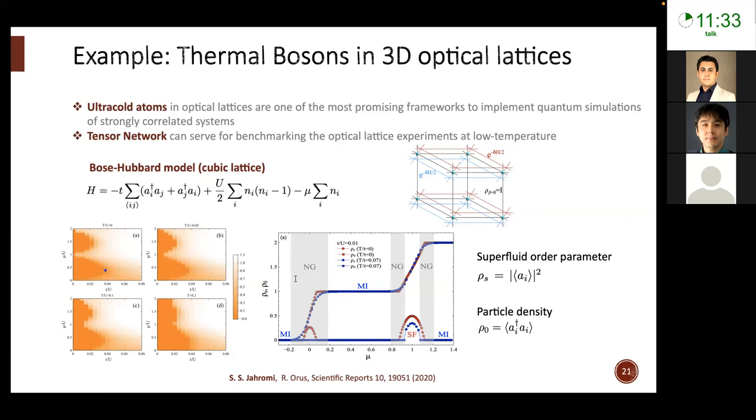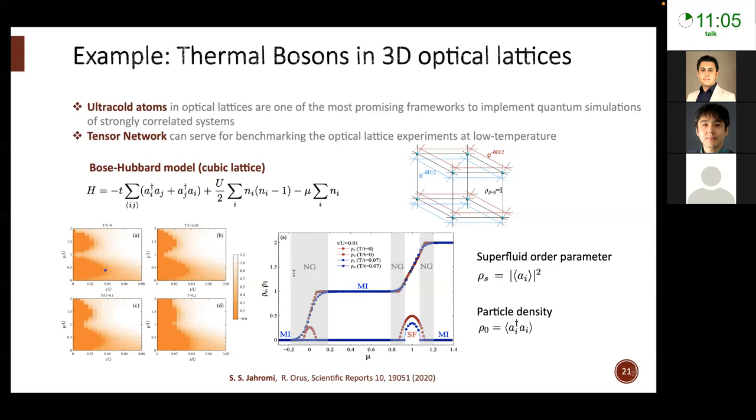It's not obvious in this picture. However, you would see that if you plot it as a function of particle density, there are regimes of Mott insulator, superfluid, and normal gas at different temperatures that can be distinguished with the different order parameters that we can measure from our tensor network simulation.